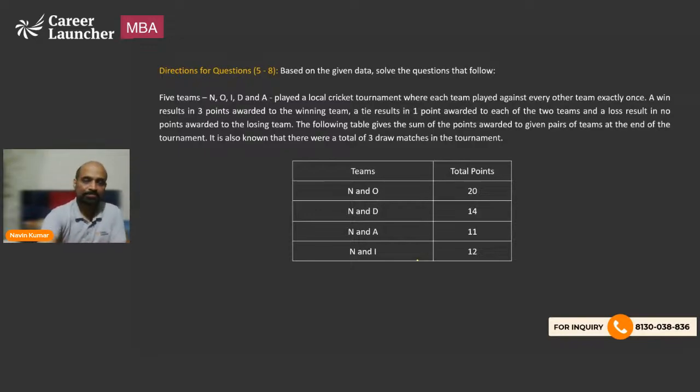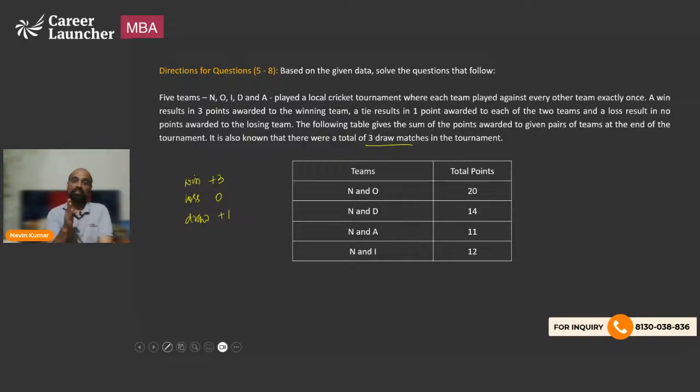Chalo. Let's see. 5 teams, N, O, I, D and A, played a local cricket tournament where each team played against every other team exactly once. A win results in 3 points awarded to the winning team. A tie results in 1 point awarded to each of the two teams, and a loss results in no points awarded to the losing team. So win would mean +3, loss would mean nothing, and a draw or a tie would mean +1. The following table gives the sum of the points awarded to given pairs of teams at the end of the tournament. It is also known that there were a total of 3 draw matches in the tournament.